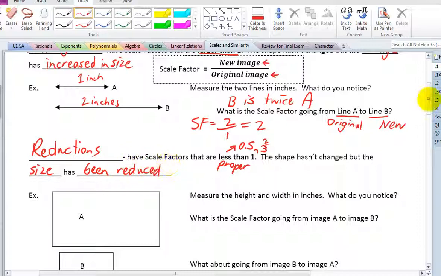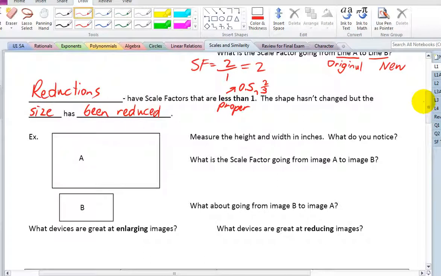So for the next example, we have rectangles. We have rectangle A and B. They're both rectangles, different sizes. Please measure the length and the width of A, the length and the width of B. Go. So what's the length on the top? How many inches? 2 inches?